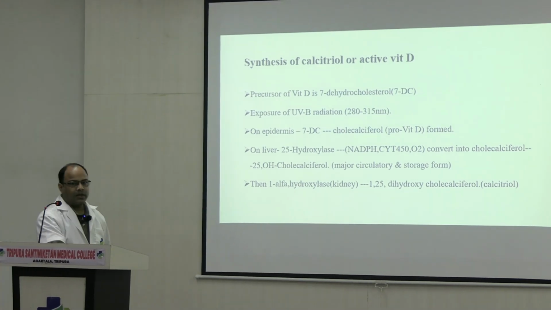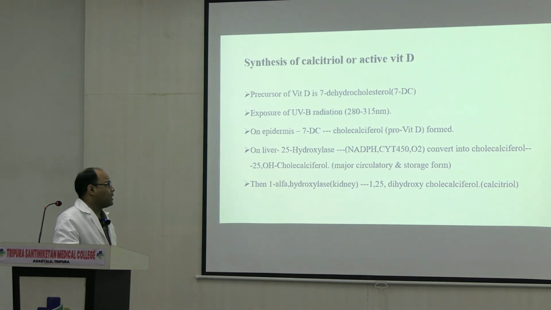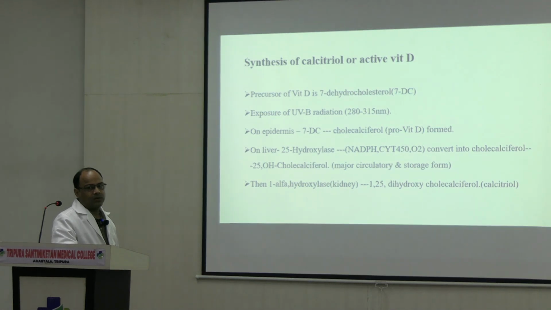Okay. Then in the kidney, another enzyme is there. That is called 1-alpha hydroxylase. It converts it into 1,25-dihydroxycholecalciferol. That is also called calcitriol.